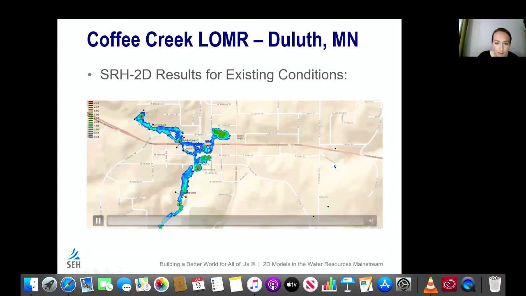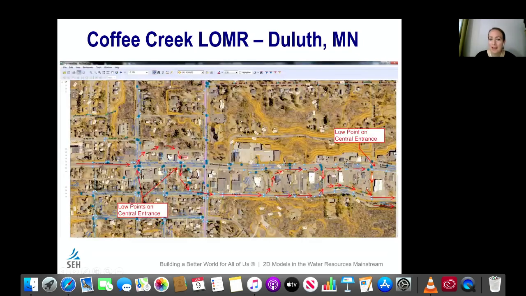So there's breakout that's occurring right here at the culvert, and then it's flowing down Central Entrance, filling up this low area, crossing the street, flowing down Palm Street. Pretty close match to this. Pretty much right on. And this was one of the first SRH 2D models that the DOT had prepared. So seeing visual results like that, that so closely matched the observed conditions, really built confidence in all of us.